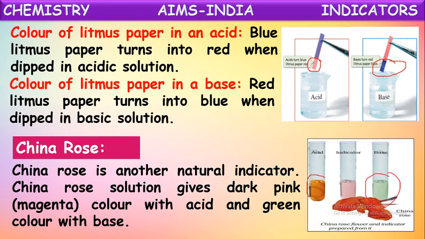It gives dark pink color with the acid and a light green color with the base. In this way, China rose can be used for detecting acids and bases. In this way, China rose acts as an indicator.